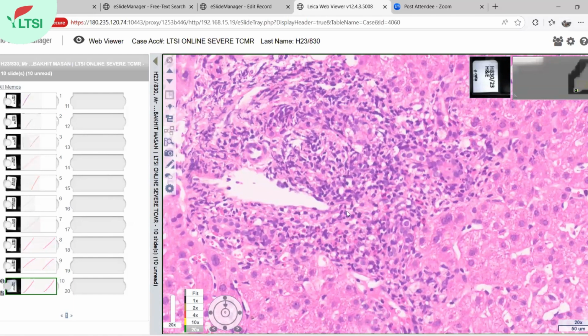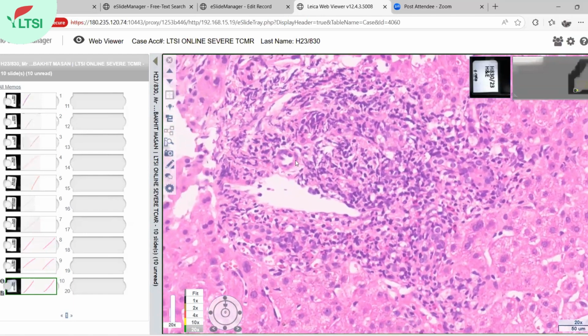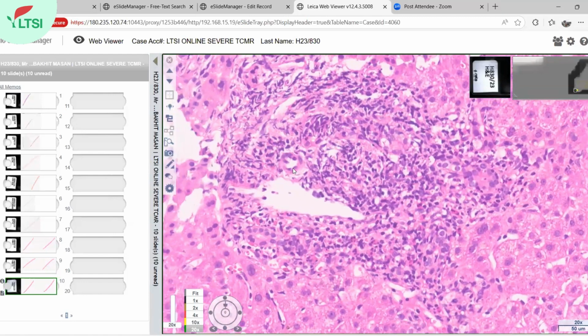Here you see a beautiful arteriole. There is the arteriole, which is just smooth muscle with the lining cells. That is an arteriole, but the arteriole is undamaged, whereas you see most of the bile ducts in the portal tracts are damaged.